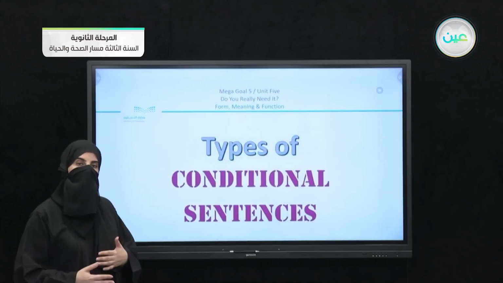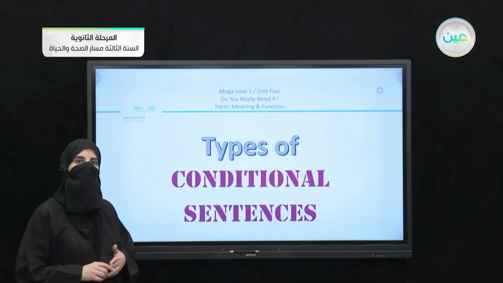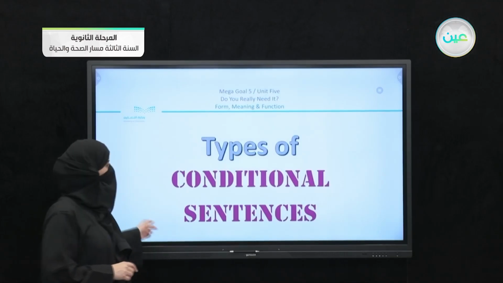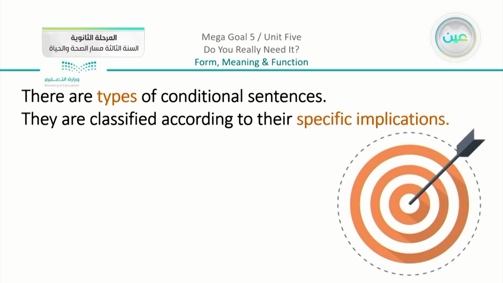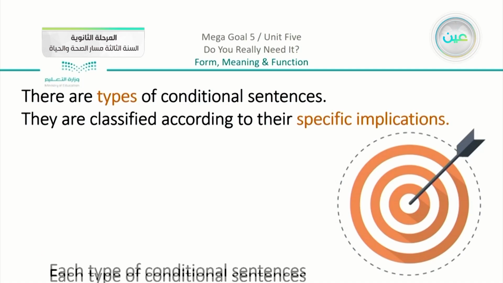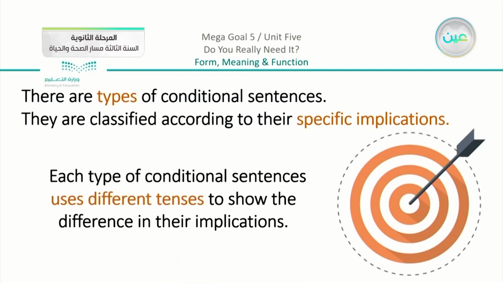We are going to move now to the types of conditional sentences. There are types of conditional sentences. They are classified according to their specific implications. So what do I mean? What am I talking about? Each type of conditional sentence uses different tenses to show the difference in their implications.